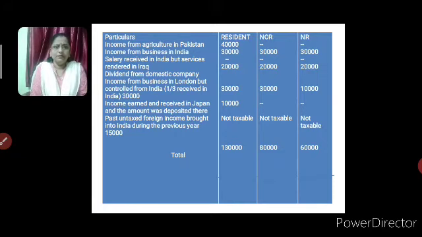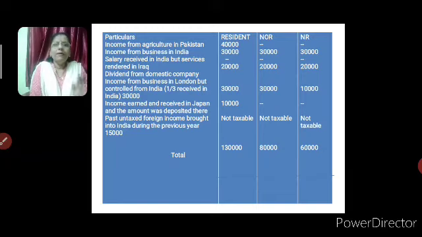Okay. The next, income earned and received in Japan and the amount was deposited there. The income is received outside India, that is in Japan. That is why it is liable to tax for the resident. It is not liable to tax for the not ordinarily resident and the non-resident. Then the past untaxed foreign income brought into India during the previous year, 15,000. Whatever the past earned income, if it is brought into India, then it is not liable to tax. That is why it is not taxable, not taxable, not taxable.